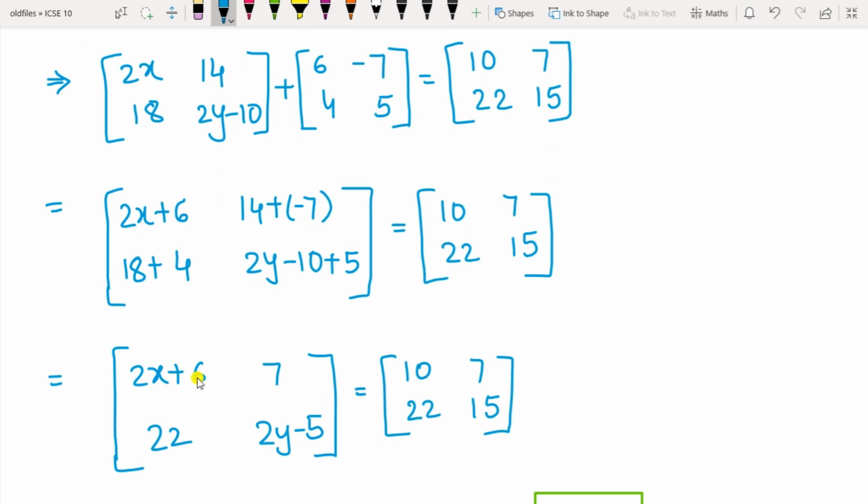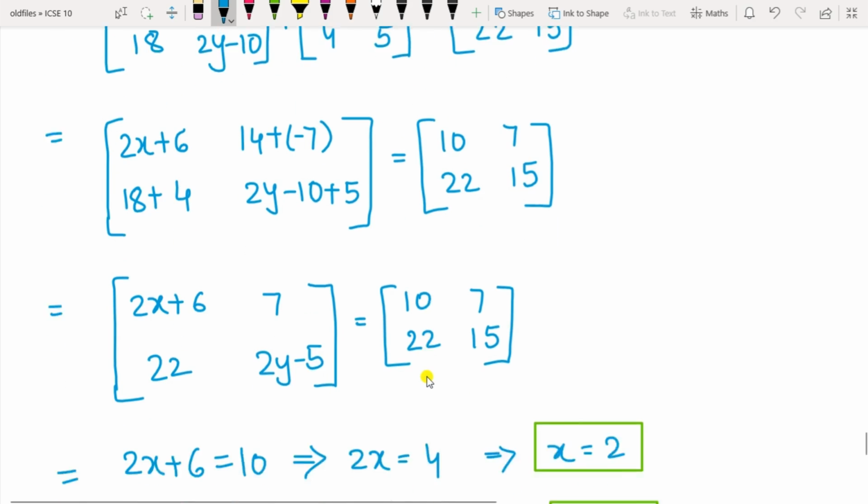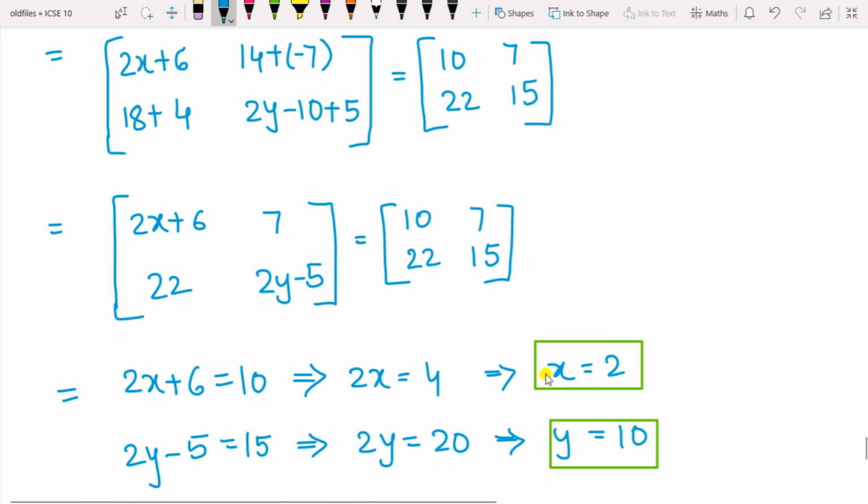So 2x plus 6 equal to 10. So you can find the value of x here as 2, and 2y minus 5 equal to 15. So here you get the y value as 10. So this is the required result. Okay. So this is how you can solve your exercise 9b.